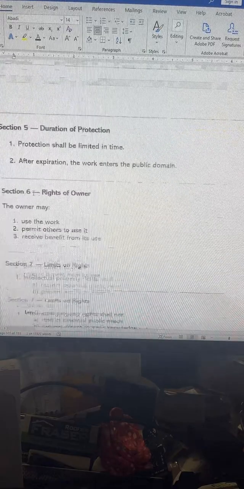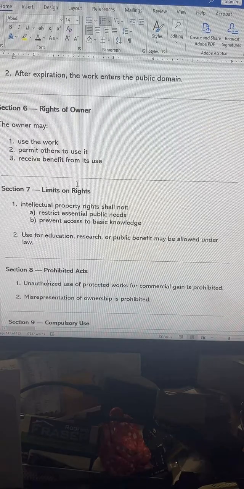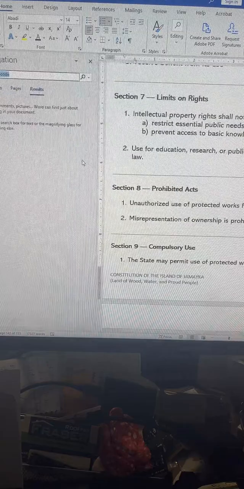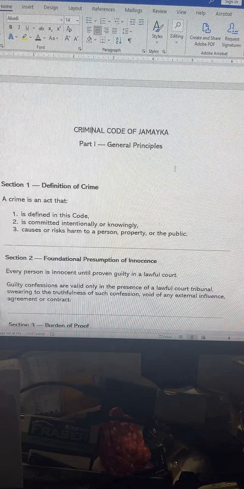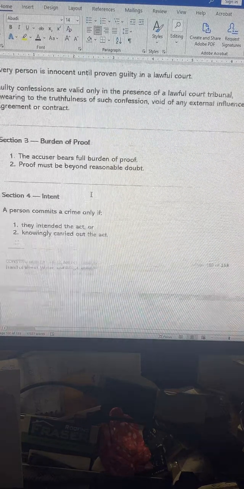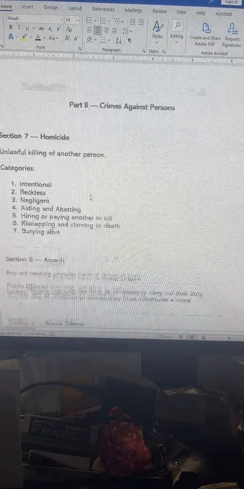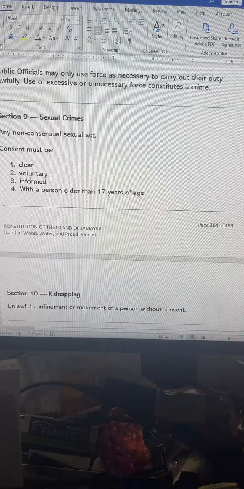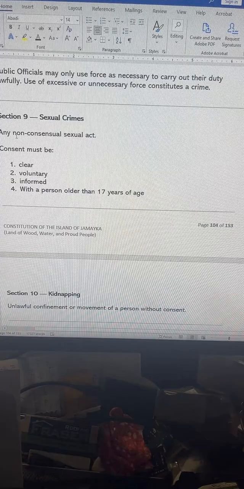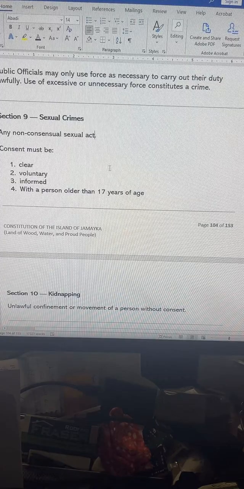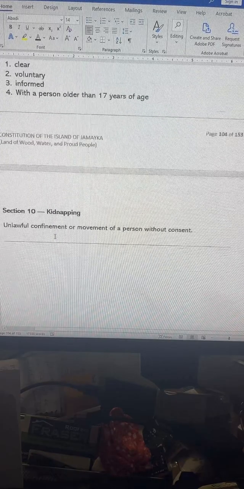All right, so here we have the criminal code. Hold on, where did that go? Criminal code, yes, sir. All right. So: burden of proof, intent, self-defense, liability, crimes against person, assault, sexual crimes, okay? Is a crime. Consent must be clear, voluntary, and so on.